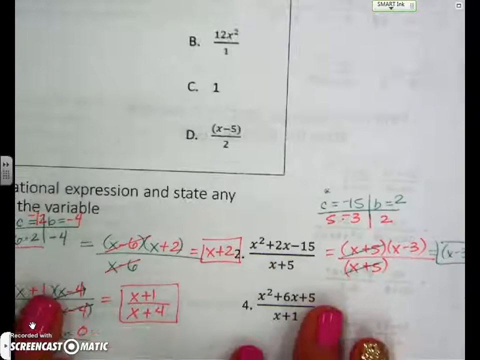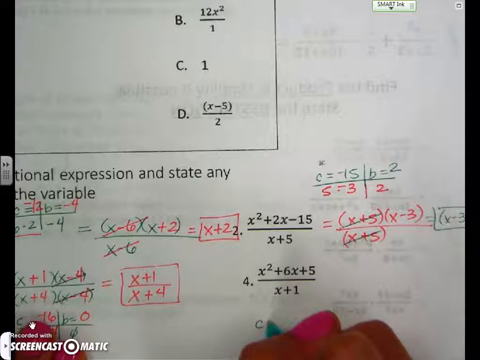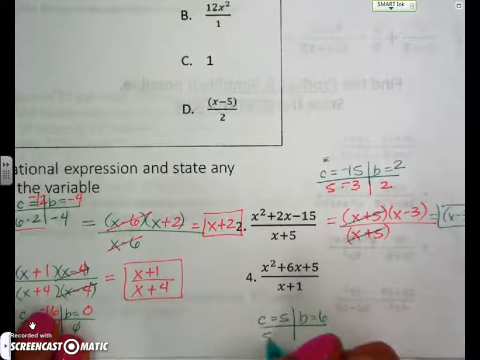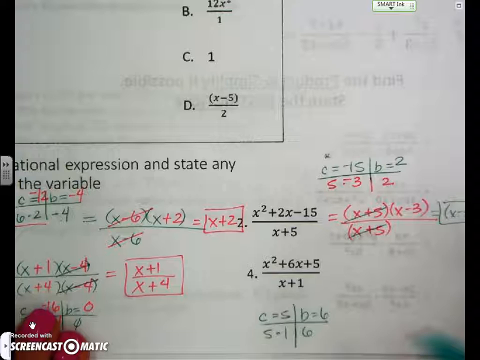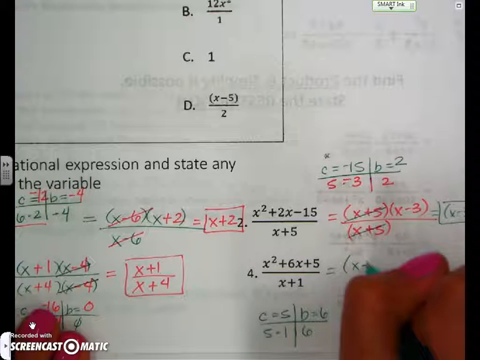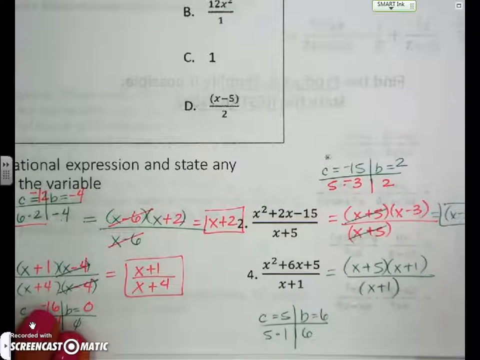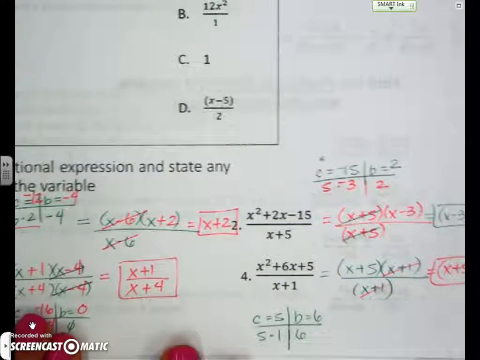Okay, let's look at number 4. The factors of C that add up to B. Yeah, 5 times 1, right? 5 times 1 is 5. When you add them together, you get 6. So you have x plus 5 times x minus 1. And that's your final answer, okay?